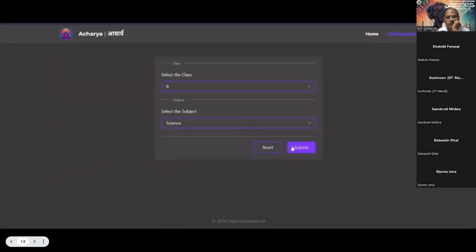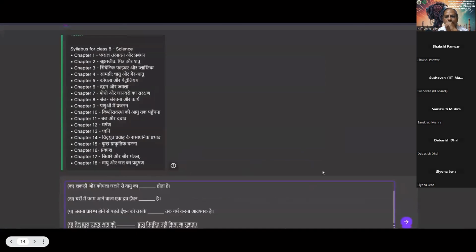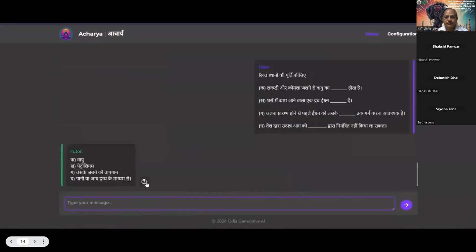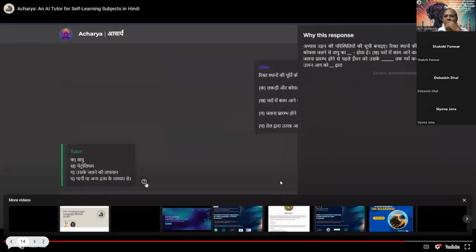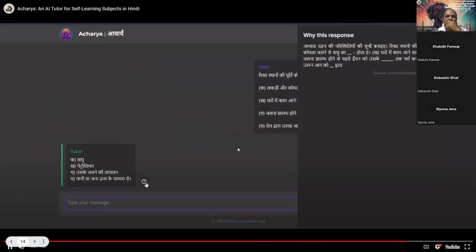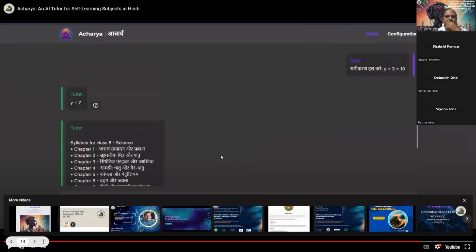Now we're again changing the subject to science. So this is the fill in the blanks question. As you can see here, not all the answers are correct. So I don't know if it's visible here, so let this side panel collapse. Just a minute.